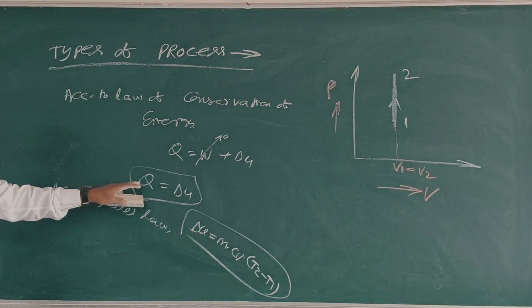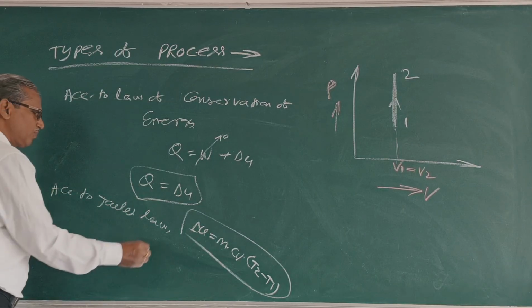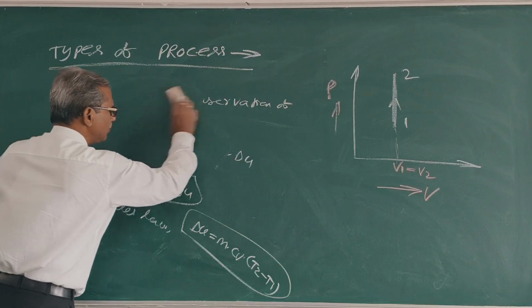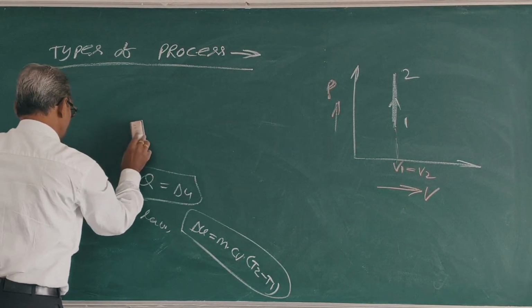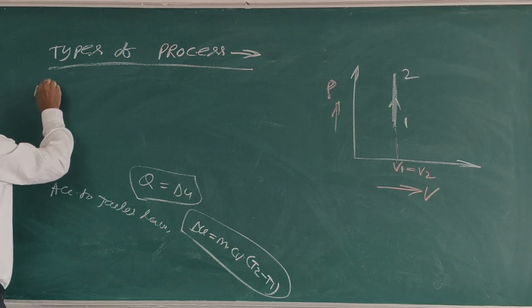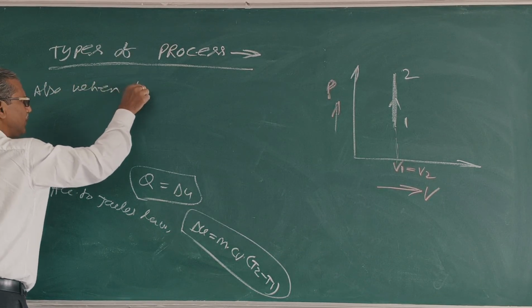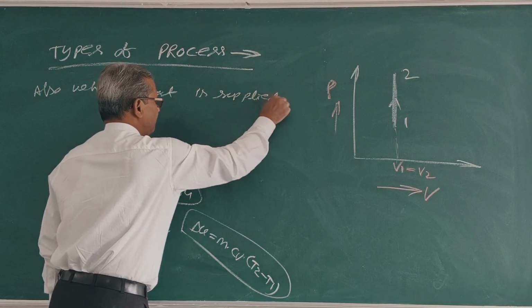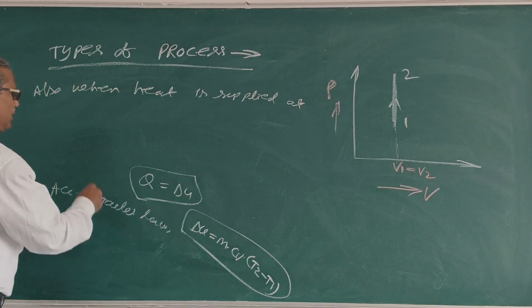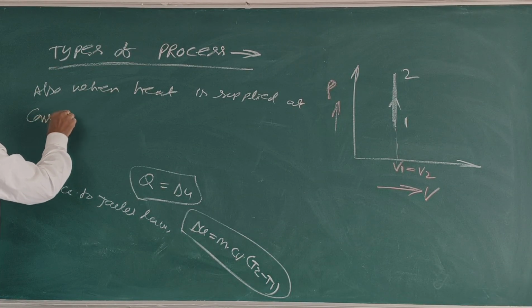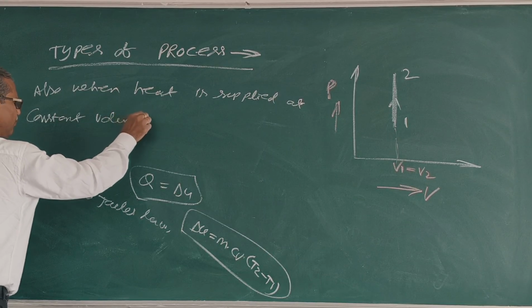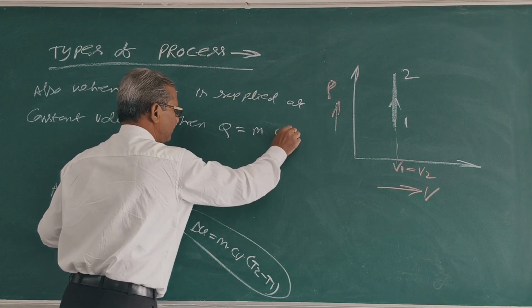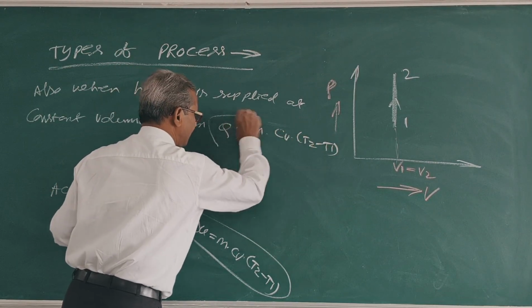Also, when heat is supplied at constant volume, then Q is equal to m Cv (T2 minus T1). Clear? This is Q is Cv.